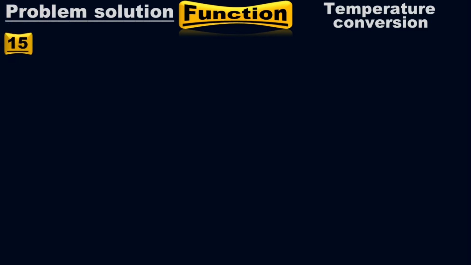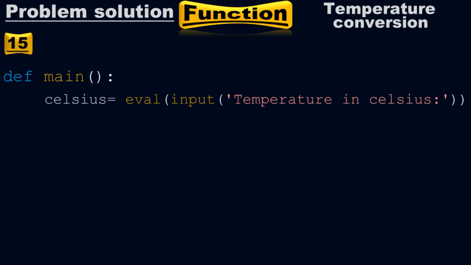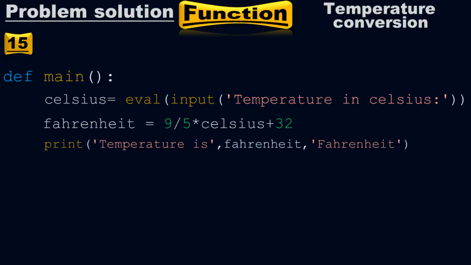Problem solution. So let me say one problem for the temperature conversion. Problem number 15. def main, then Celsius equals eval of input of temperature in Celsius. Fahrenheit equals 9/5 times Celsius plus 32. Print of temperature is, Fahrenheit, and then main.